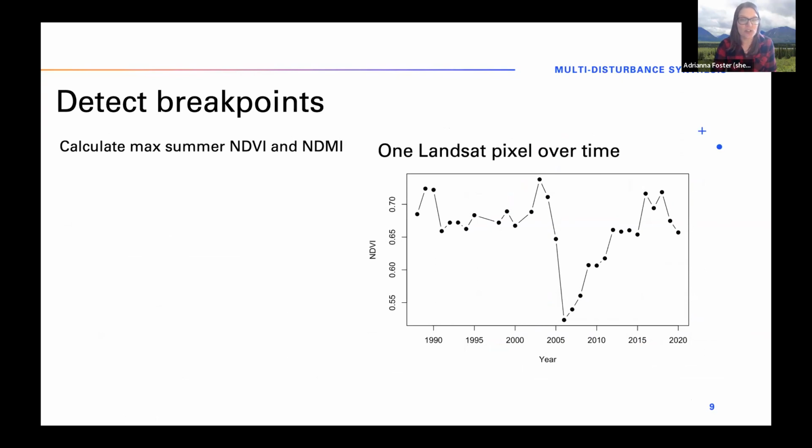Here we can see a trajectory for NDVI for one pixel over time, and we can clearly see something has happened around 2005, 2006. However, for many of these pixels, especially those derived from these large aerial survey polygons, not every pixel actually was over a disturbance, at least one that you could see in the imagery. So we needed a way to filter out pixels that did not show any change.